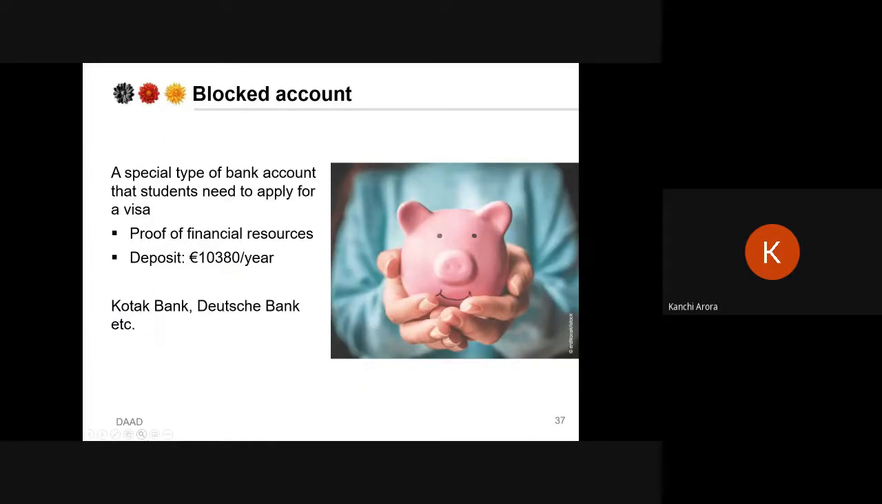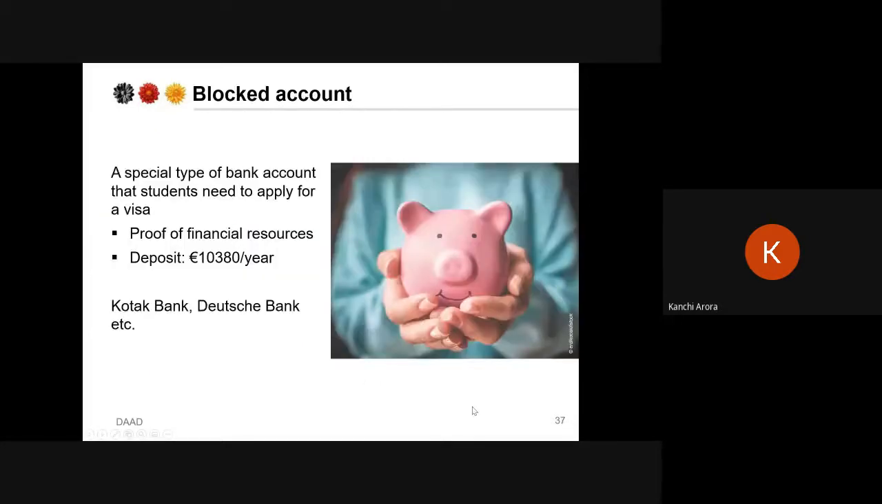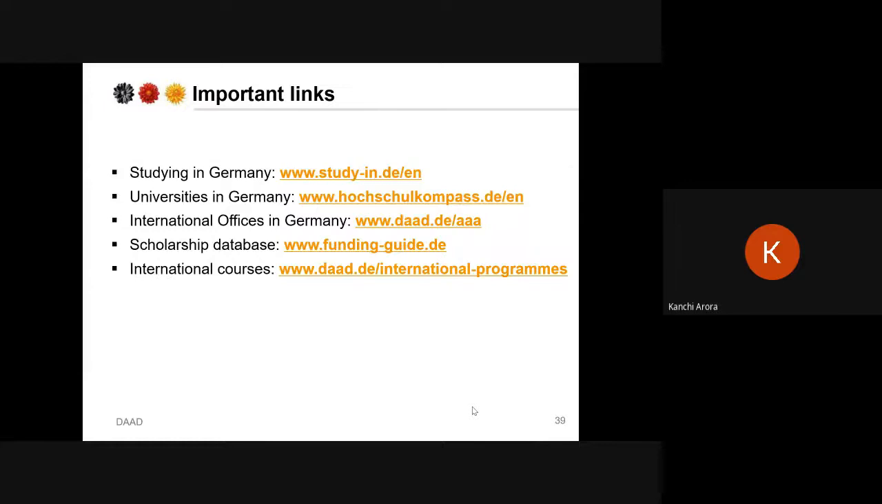The list of the banks is also there on the website, along with the checklist of all the documents that you need for the visa. You will get it here on www.india.diplo.de. This has the checklist of all the visa documents that you need. And so 10,380 euros per year is what you would need for your visa, and you would only be allowed to withdraw a certain amount, and only in Germany. So this guarantees how you'd sustain yourself in Germany.